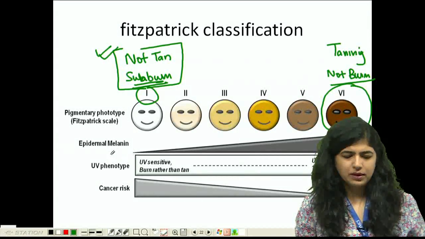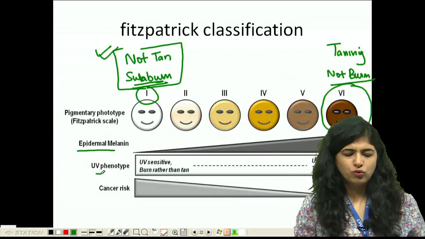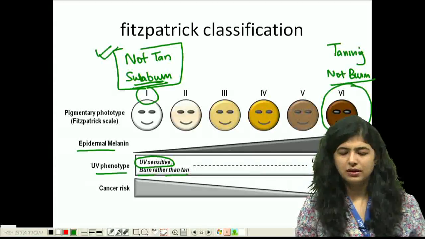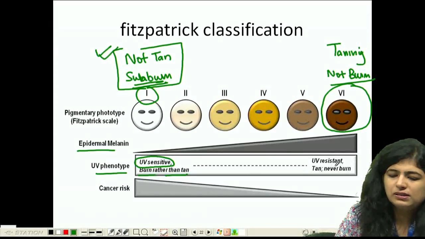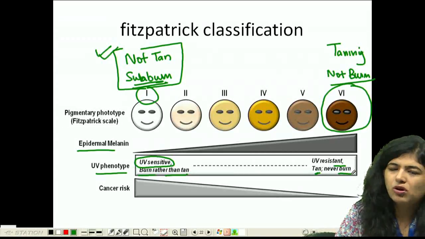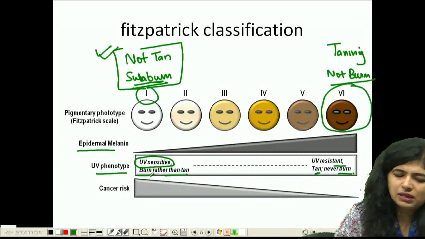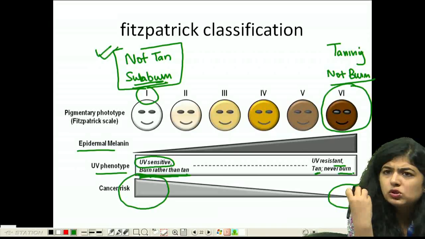See this, it's written here. See, epidermal melanin, this one doesn't have any melanin. Here it increases. UV phenotype, this will be very sensitive to sun. This will burn but not tan. While this one is resistant to UV. This will keep tanning because its melanin will keep protecting the skin. It will not let it burn. And since it is so sensitive to sun, there will be a high risk of sun-induced cancers. While here, we don't have that much risk. So the Europeans and the Americans, they are so prone to melanomas and basal cell carcinomas, squamous cell carcinomas.